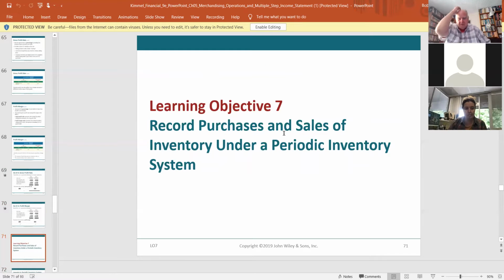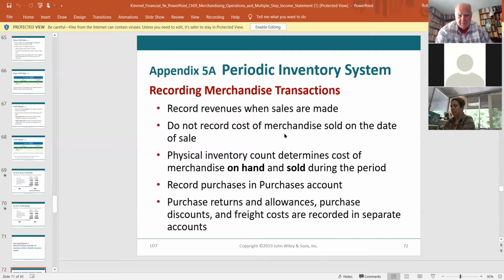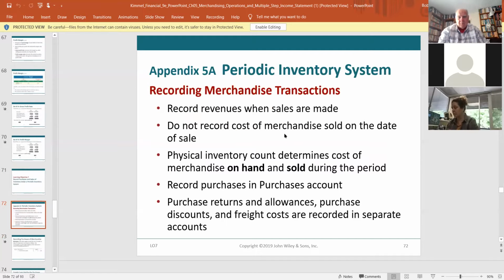Okay, now we're still in a periodic system here. Record purchases and sales of inventory under a periodic inventory system. Record merchandise transactions. You record revenues when they take place, physical inventory. Under this system, you have to take a physical count at the end of the month. You have no choice because we've not been recording the perpetual information.